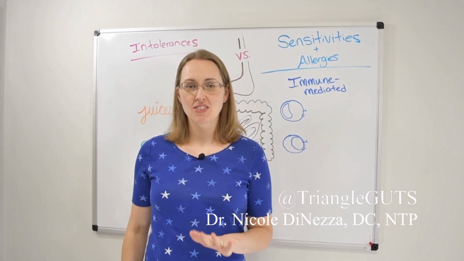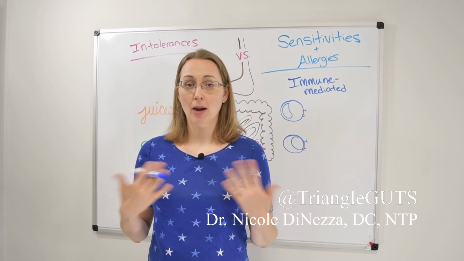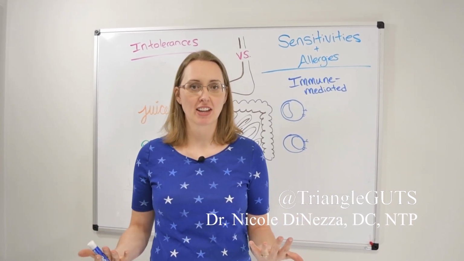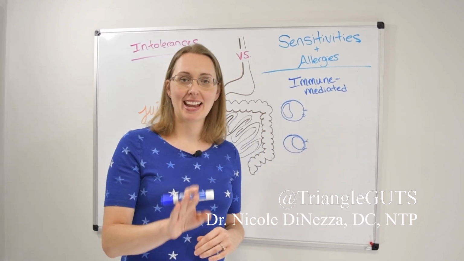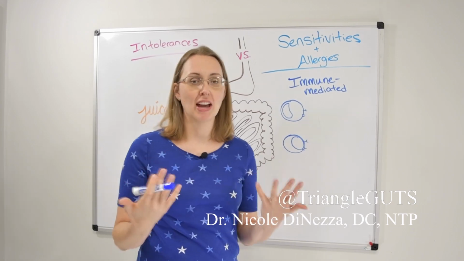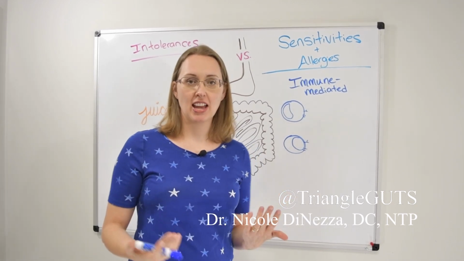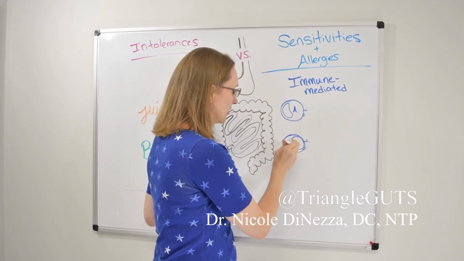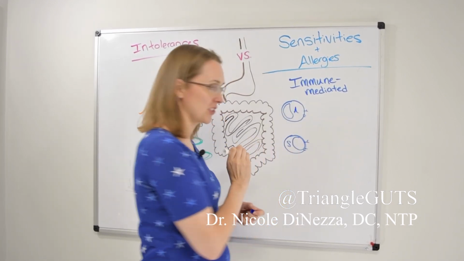Let's start with sensitivities and allergies, since that's what most people are most familiar with, or at least the mechanism of how they happen, most people already kind of get. So with a food sensitivity and an allergy, these are both going to be mediated by the immune system, or controlled by the immune system. So in this case, you would eat something that you are allergic to. I'll give this one an A and this one an S for sensitivity.